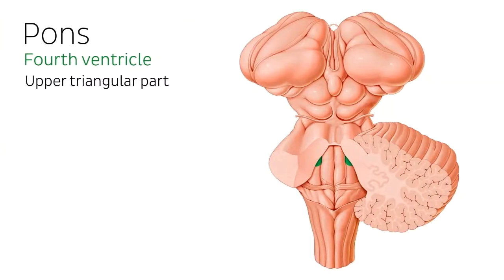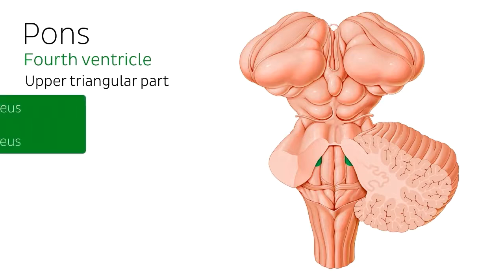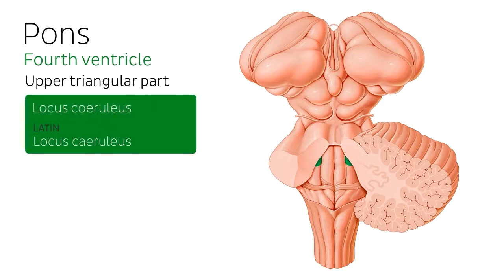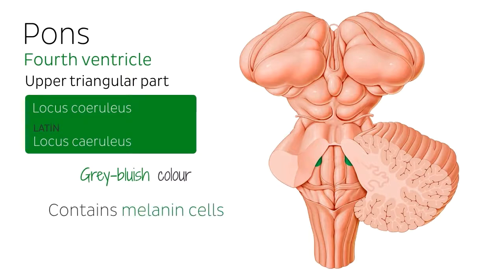At the superior end of the sulcus limitans, which we can't really see in this image, is a flattening called the superior fovea. And at the end of that lies a structure called the locus ceruleus, which, although highlighted in green, is grey-bluish in colour. The locus ceruleus receives its colour from the melanin pigment in a group of cells called the substantia ferruginea. And these cells are also the primary site of noradrenaline production, therefore playing a significant role in the fight or flight response.